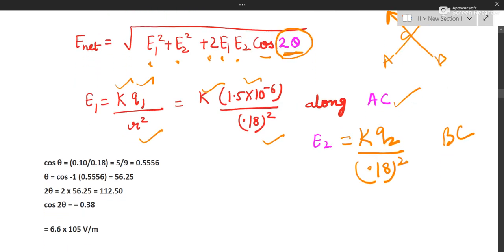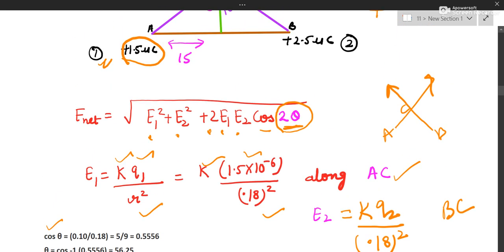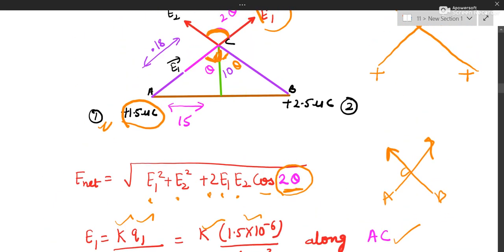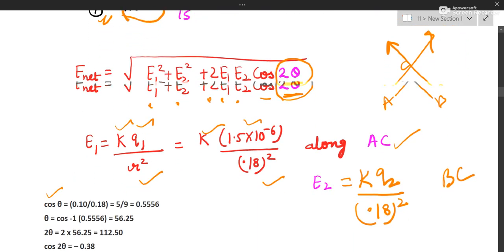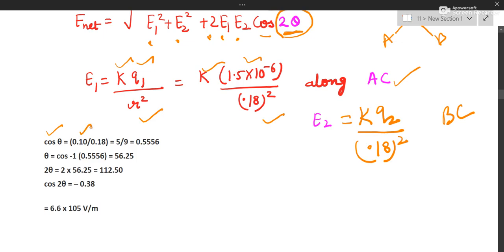For this we have done cos theta in the triangle. You know already, you can go through the diagram. This is theta, this is theta. So cos theta can be written as base upon hypotenuse. You can see the base is 10 centimeter upon this 18 centimeter. So it came as this. We checked from the table. Cos theta came as this, and theta came as this.